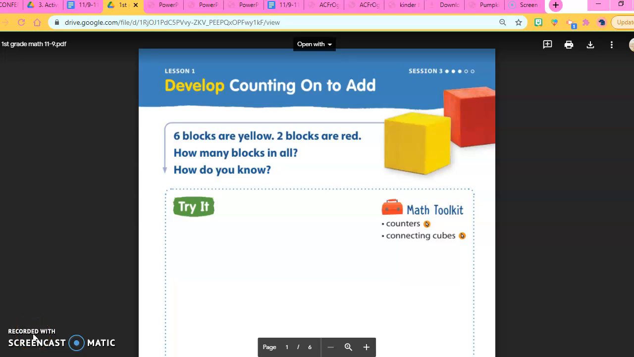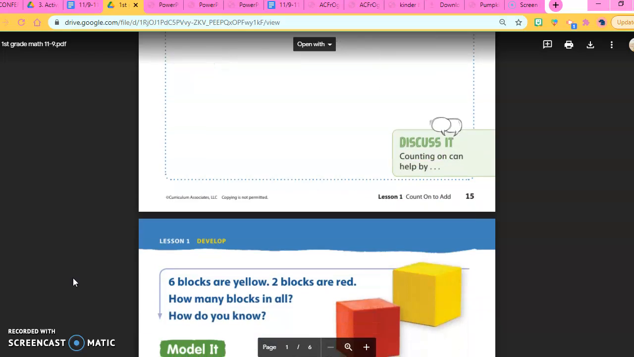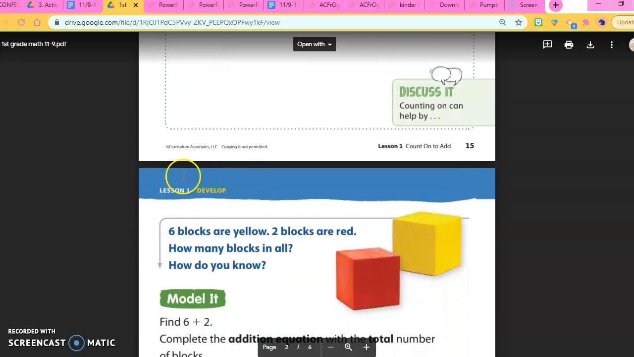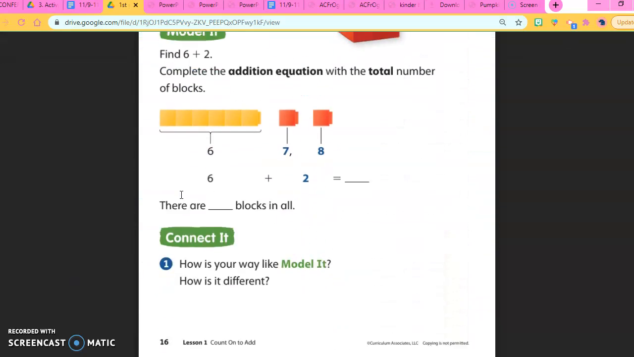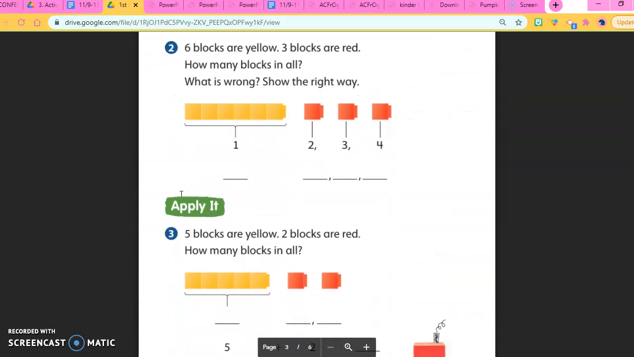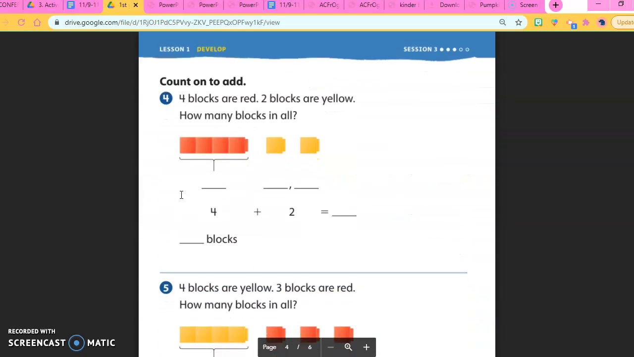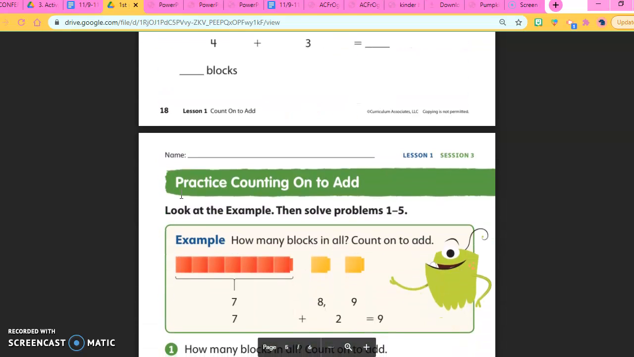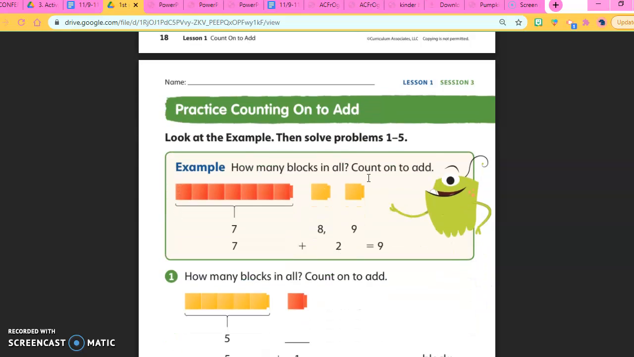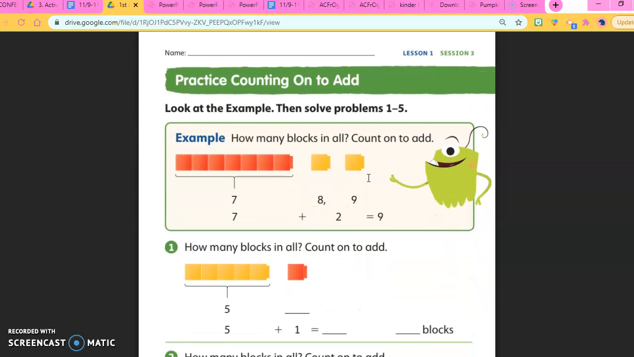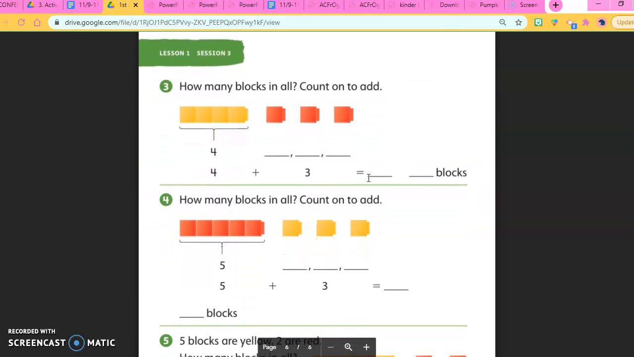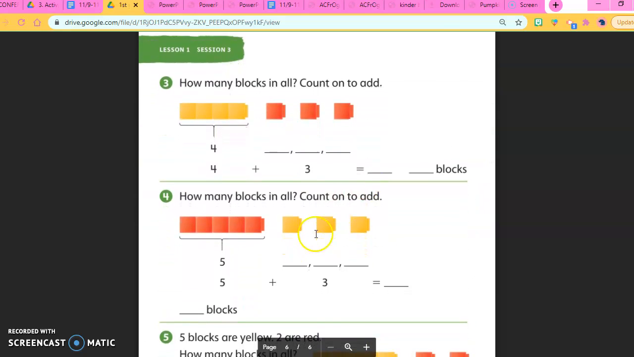For math today, you're going to need this page to follow along with my slides. I'm going to walk you through all of the pages that have a blue top. So I'm just real quick showing you the pages. And we'll go to here. And then this page where it is green and it says practice counting on to add, that is going to be your assignment after you watch this video. And this page and this page are what you are turning in on Google Classroom.